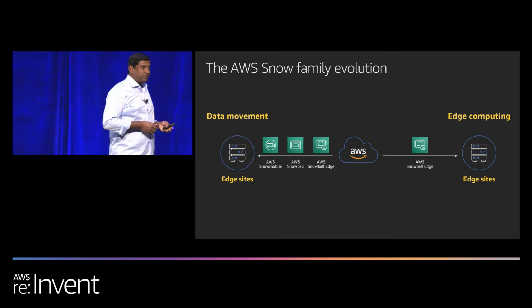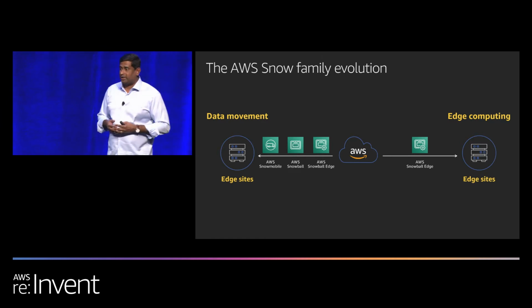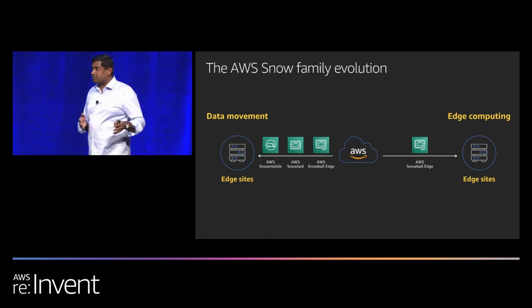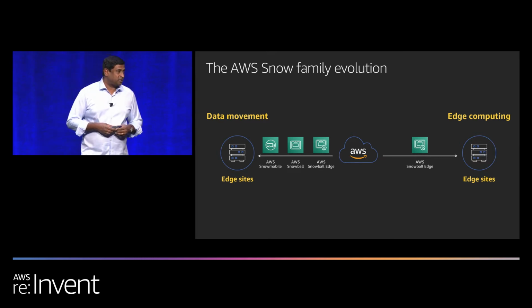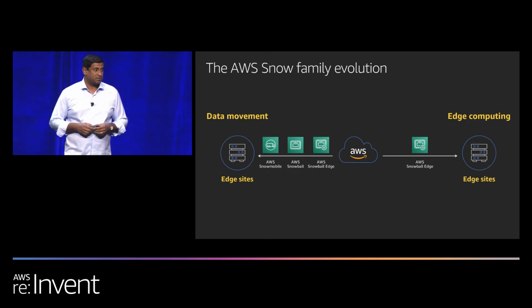Although the Snowball devices have helped customers move up to a petabyte of data to AWS, some customers started asking us for the ability to move even larger amounts of data to AWS. Some customers wanted to move tens of petabytes of data to AWS. Some other customers wanted to shut down their data center entirely and move all their content and data to AWS.